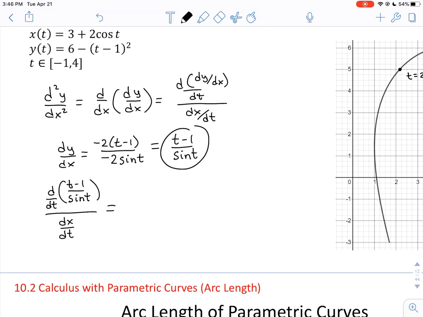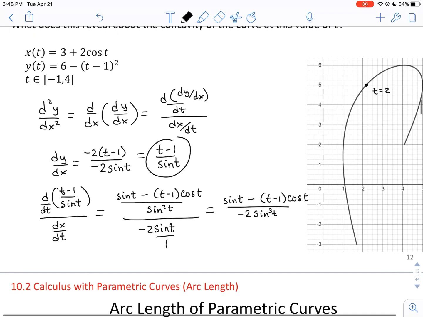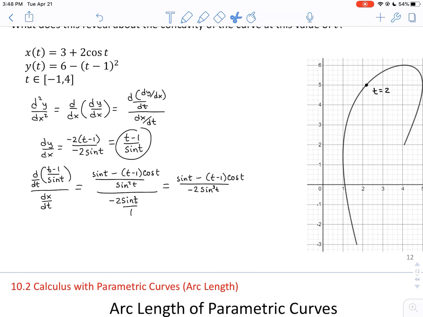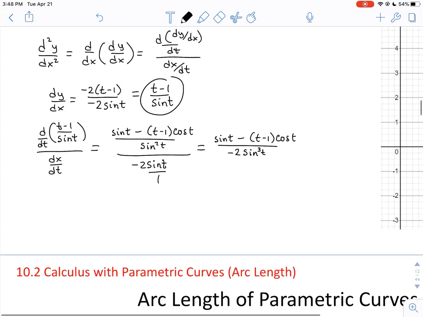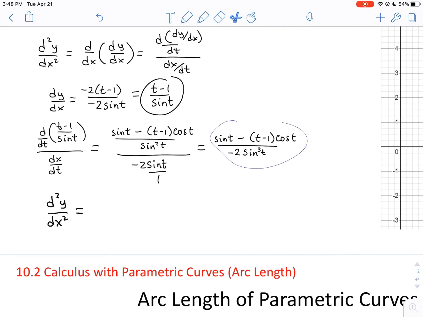To do the derivative of the first derivative, we need to do a quotient rule right up here. So do the derivative of t minus 1 is 1 times the bottom minus the top times the derivative of sine t, which is cosine t, all over sine squared. And we divide all of that by the derivative of x with respect to t, which was a negative 2 sine t. And then we simplify this a little bit. You can think this is being over 1, and then we're going to invert and multiply. And so in the end, this winds up looking like this is an expression that tells us what the second derivative is as a function of t. All right, so now the second derivative of this curve is going to be equal to this expression right here. And we want to evaluate it specifically when t is 2.